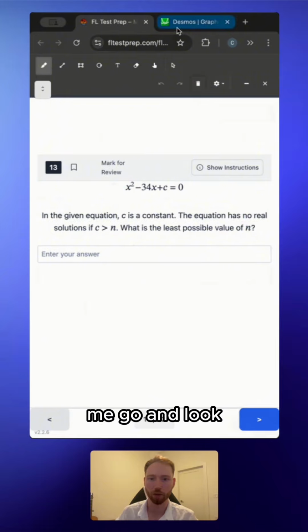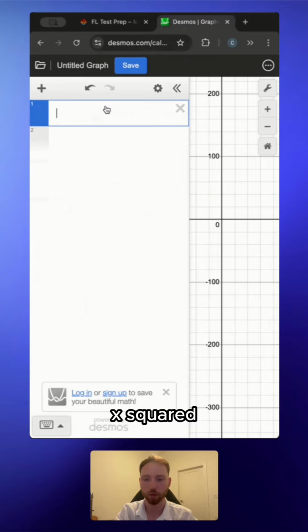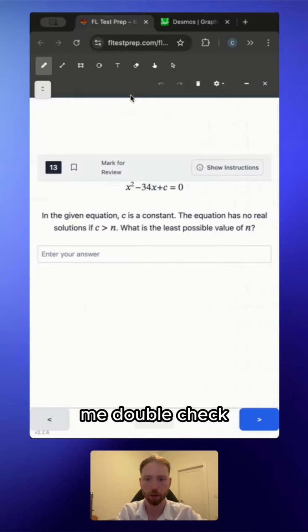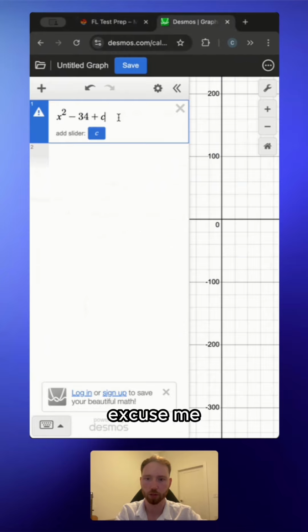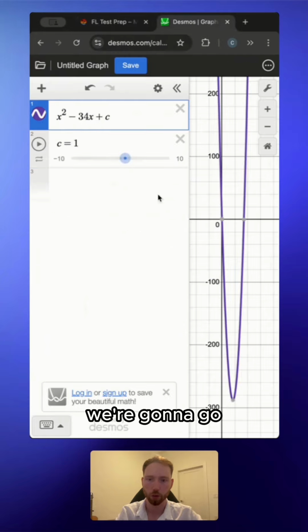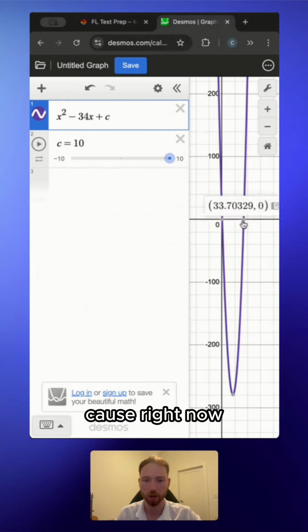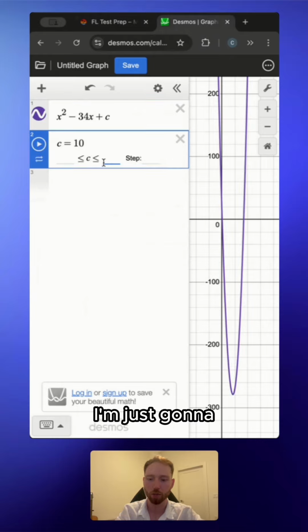So let me go and look. My equation is x squared minus 34x plus C. We're going to go look, and I can move this slider to C and see what value C has to be for this to have no solutions, because right now it has two. So I need to make my slider bigger by hitting this 10. And I'm just going to put a wild number, 200.